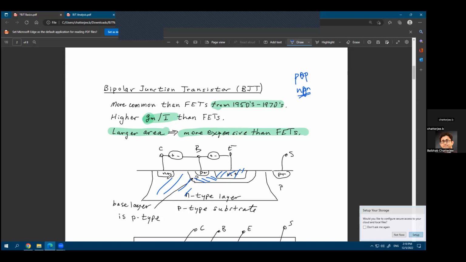Okay. Remember that you don't have a channel in this case. It's always NPN. In the case of MOSFETs, you had an N-type source, then you created an N-type channel, and then you had an N-type drain, right? So there was a continuous N-type semiconductor in the case of the MOSFET.